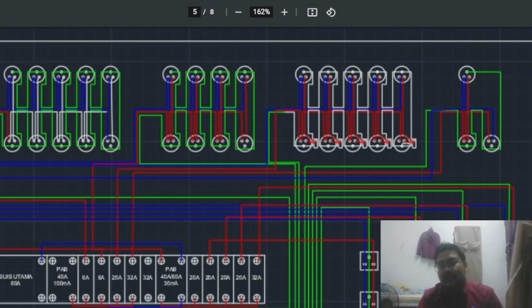Alright, let's move on to the wiring drawing. As you can see, there are many wires between red, green, and blue. Actually, it's hard to describe how to tell which one goes to which. So again, we focus on the PCB, which is 6 ampere, 6 ampere, 20 ampere, 32 ampere, and 32 ampere on the left, and on the right 20 ampere, 20 ampere, 20 ampere, and 20 ampere.